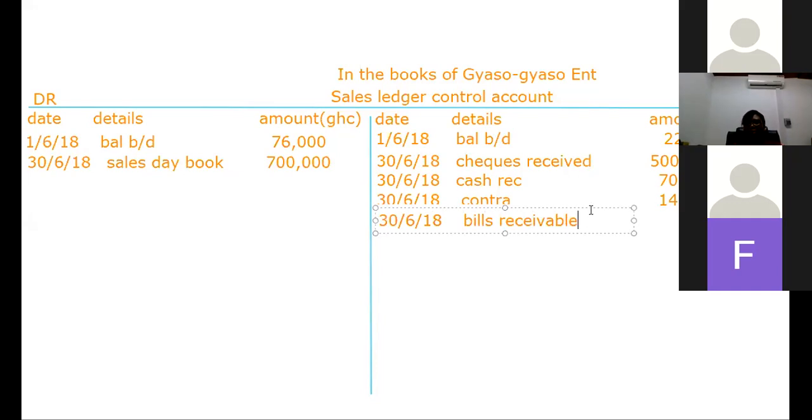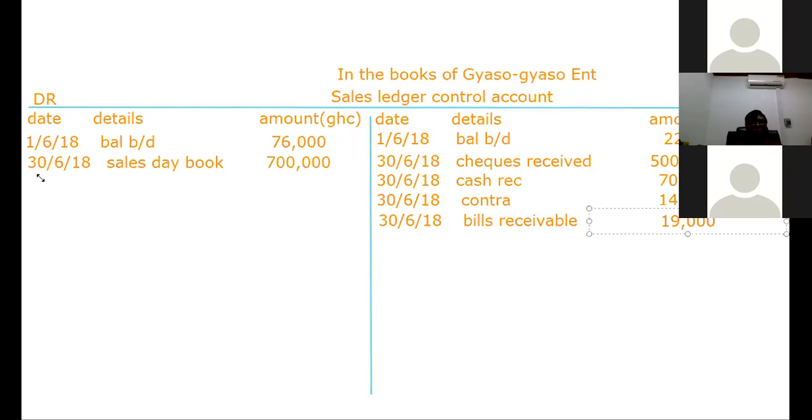But as at now, we have received it, so we only have the amount. How much is it? 19,000. What else? Allowances to customers. So where will it be? The credit side of the sales ledger control account.